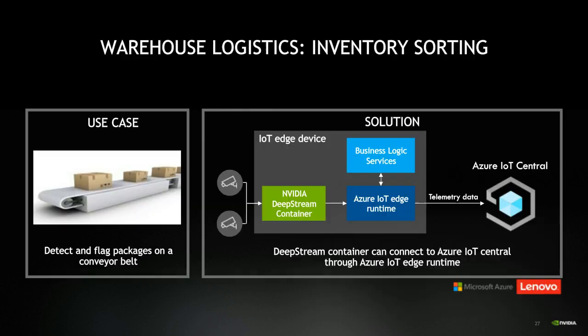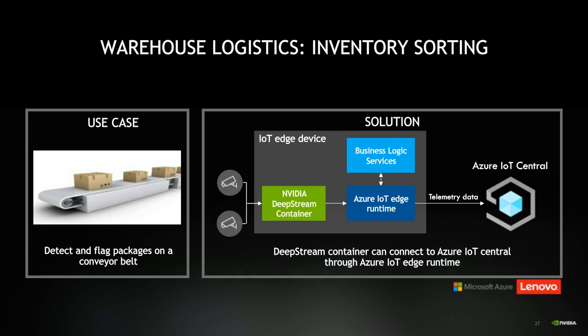Another industry that we can transform with cameras and AI is warehouse logistics. We can improve and optimize the supply chain of distribution centers by automating redundant manual processes, which can increase employee productivity and safety. One of the use cases in warehouse is detecting and flagging packages on a conveyor belt.